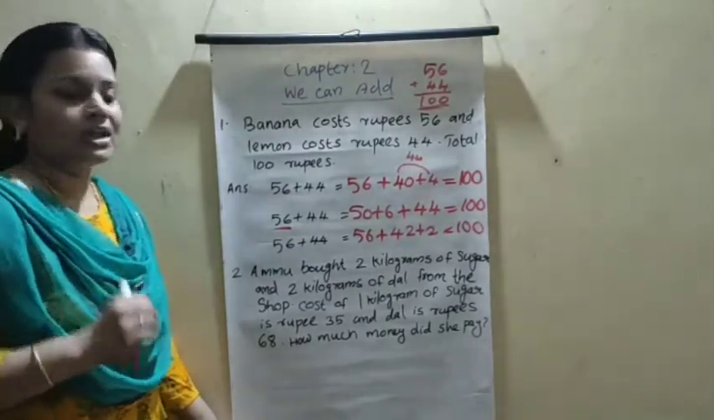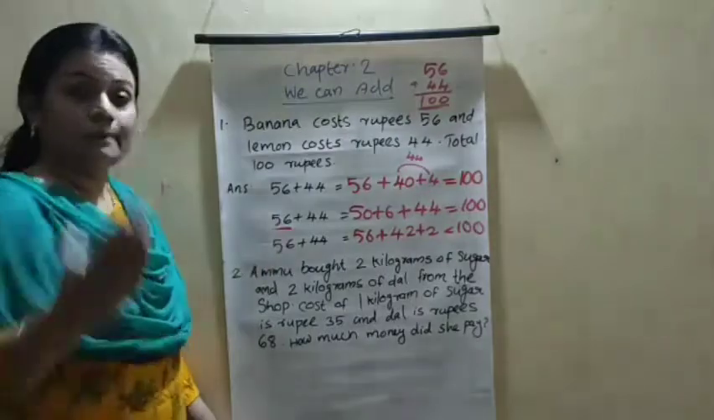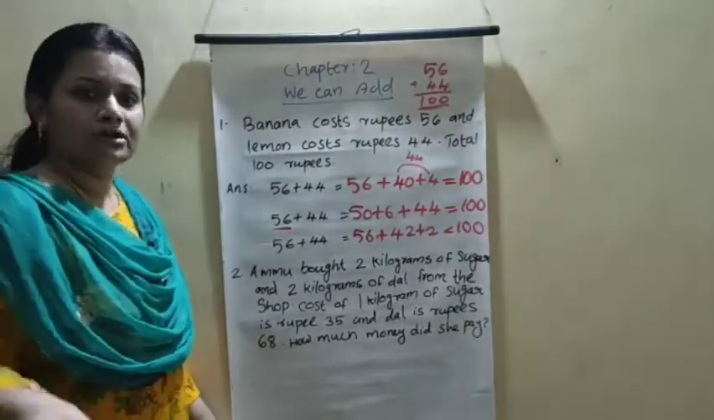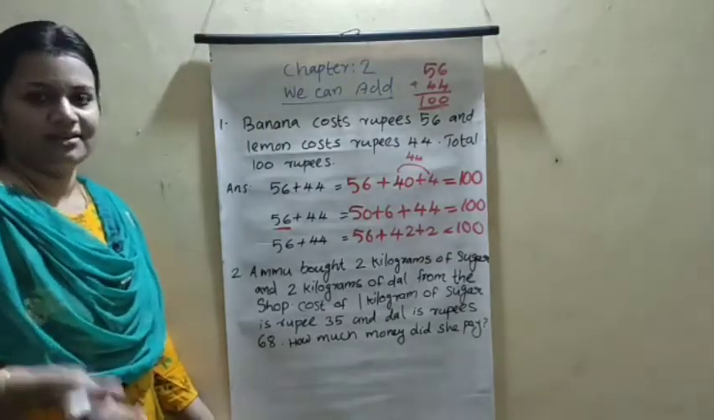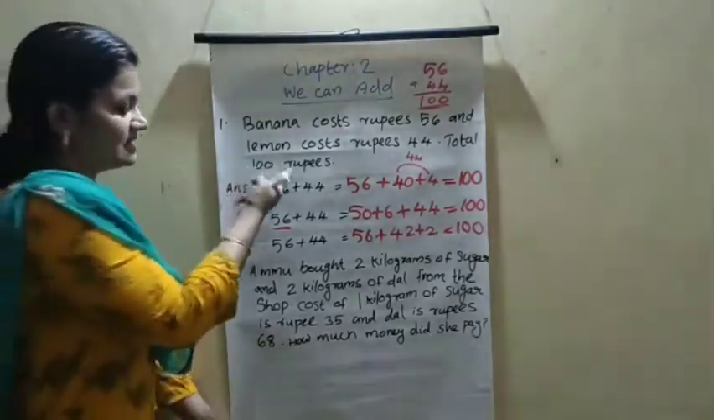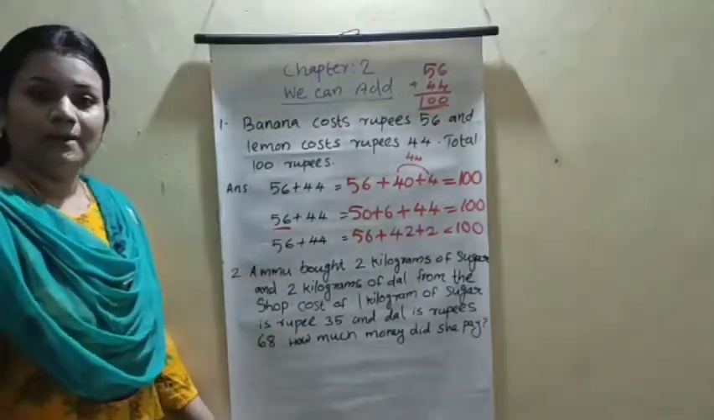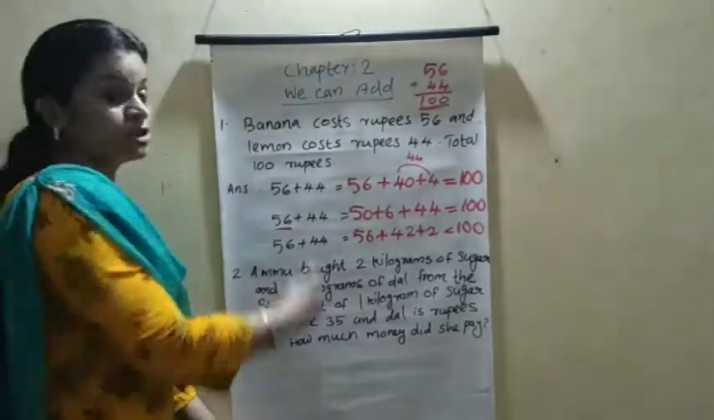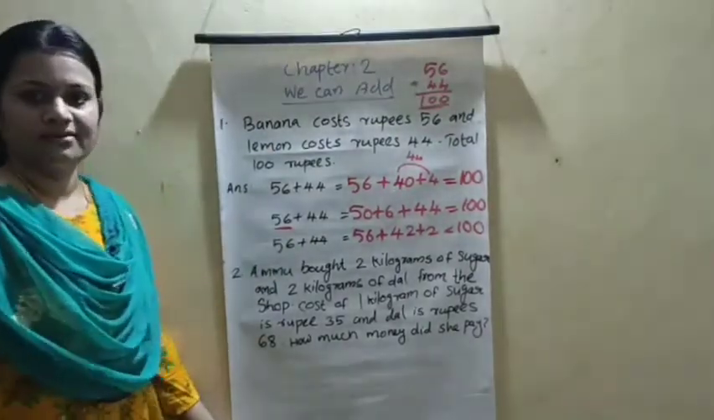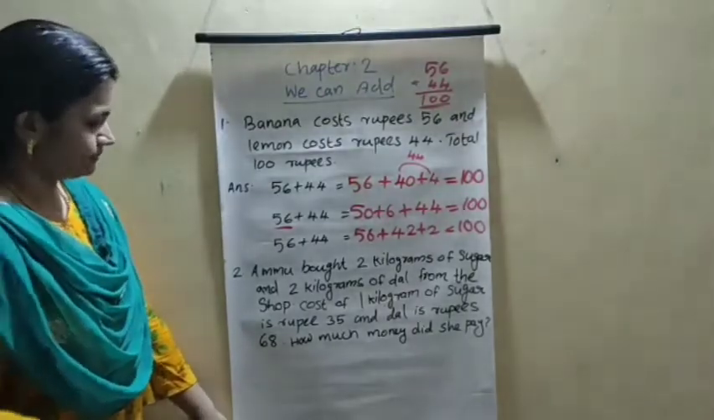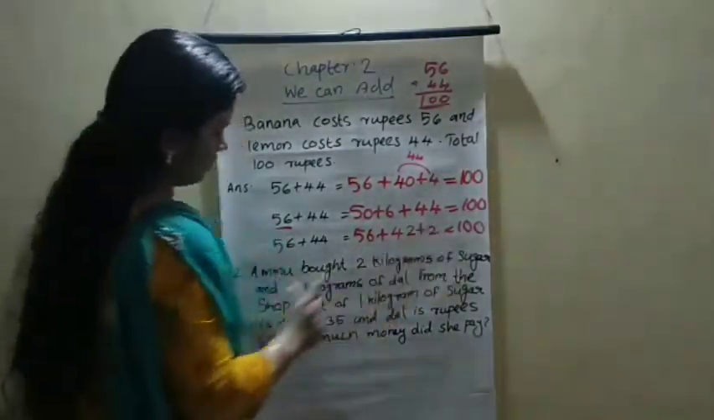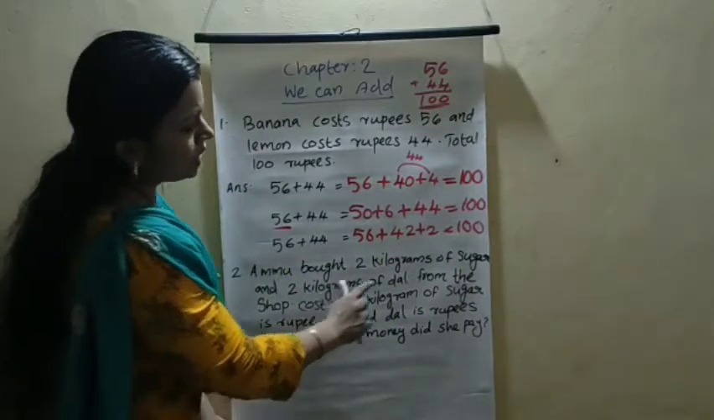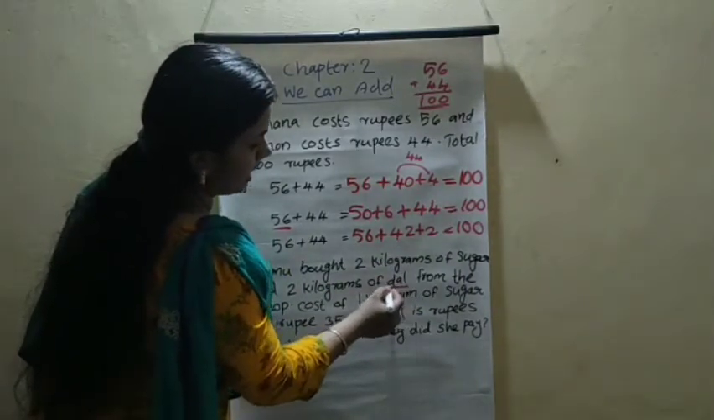ways. Okay, there are the same numbers. You make two more ways you can write in the same problem. These problems are also given in your textbook. You do it. Understood? The next problem: Ammu bought 2 kilograms of sugar and 2 kilograms of dal.